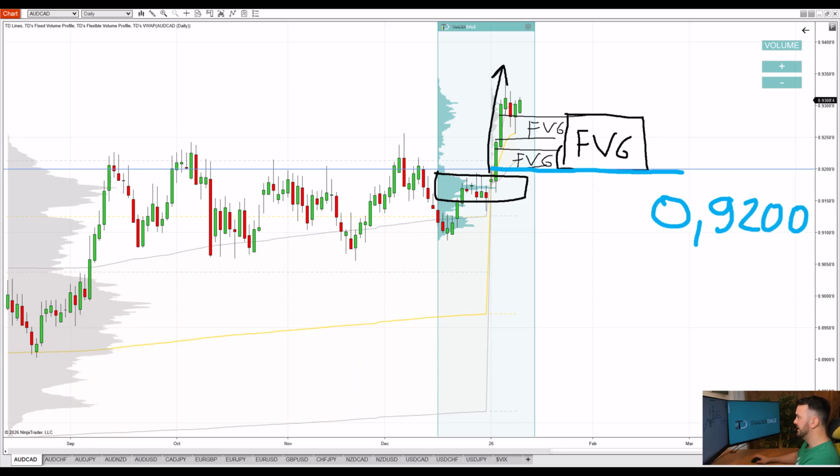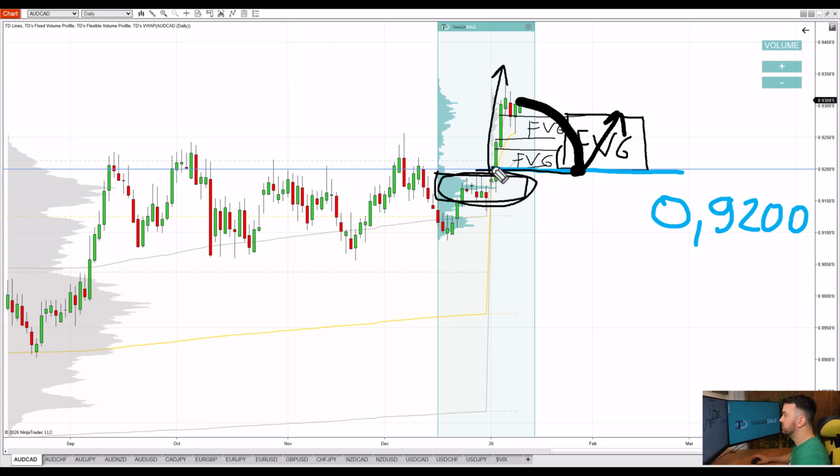Right? This, at the same time, is also more or less the beginning of that heavy volume zone here. Right? So right now I just want to see a pullback to that level and then go long from there, from the beginning of that fair value gap and the beginning of that heavy volume zone.